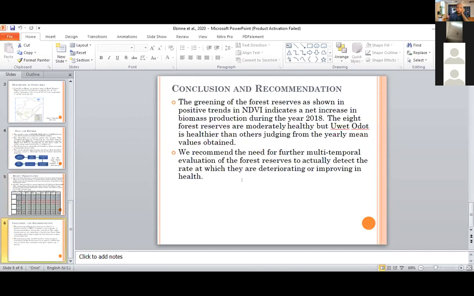To conclude, the greenness of a forest reserve, as shown in the positive trend in NDVI, indicates a net increase in biomass production during the year 2018. The 8 forest reserves are moderately healthy, but wet autumn is healthier than the others, judging from the yearly mean value of 10. We recommend further multi-temporal evaluation of forest reserves to detect the rate at which they are deteriorating or improving in health.